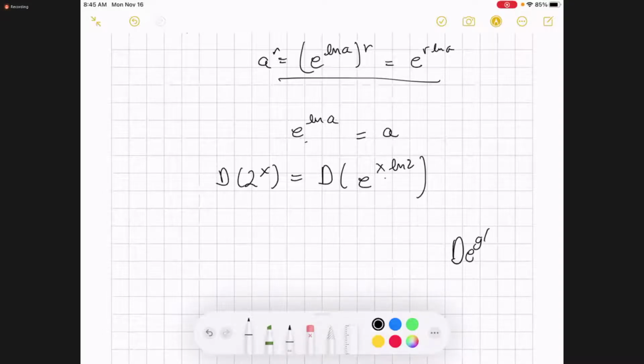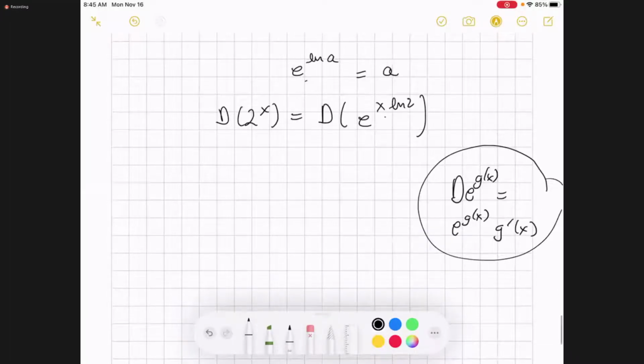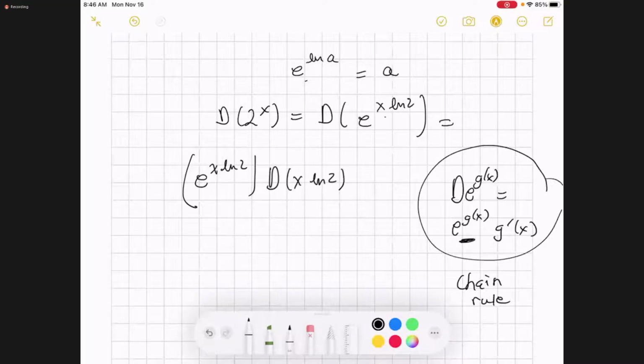The derivative of e raised to a function by the chain rule is e to the g of x times g prime of x. That's just the chain rule applied to the exponential function. So this derivative then is e to the x ln of 2, because that e to the g of x is still in there, multiplied by the derivative of x ln of 2.